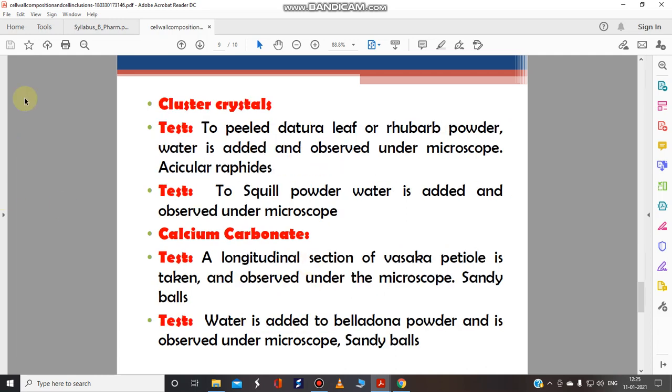Then crystals are also present in the plant as a cell inclusion. There are different methods for their detection also. Along with cluster crystals, we have calcium carbonate crystals, or calcium carbonate constituents, present in the plants.